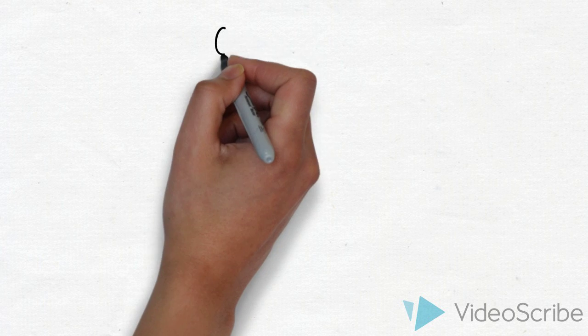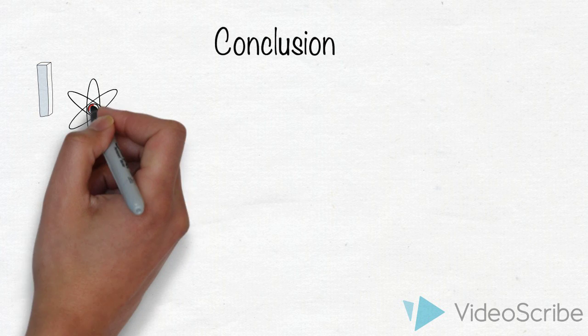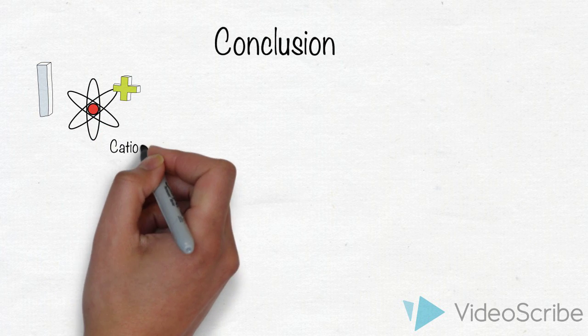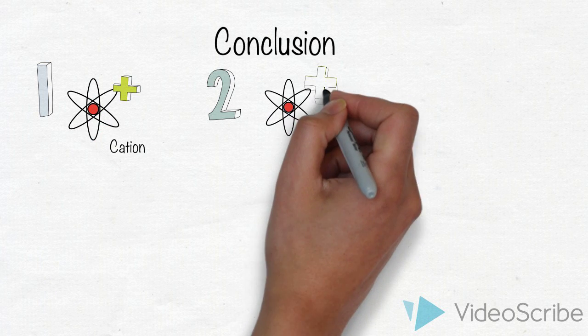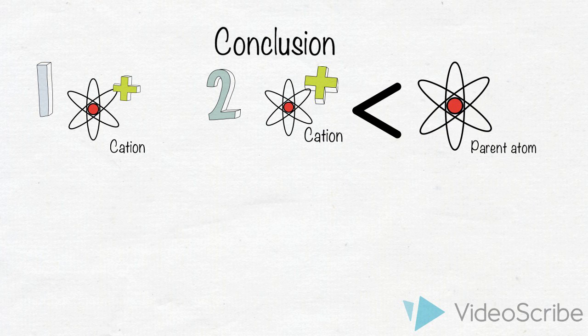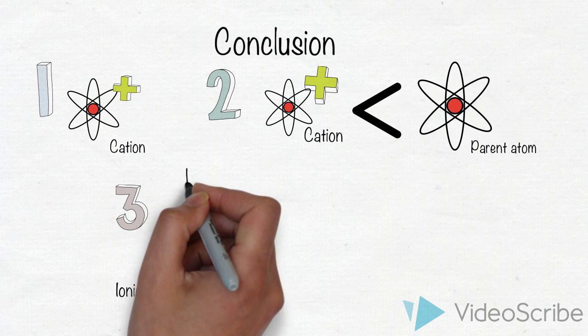So, in conclusion, today we covered what exactly a cation is, why cations are generally smaller than their parent atoms, and the periodic trends in ionic radii.